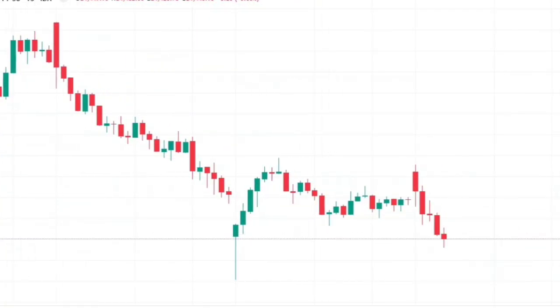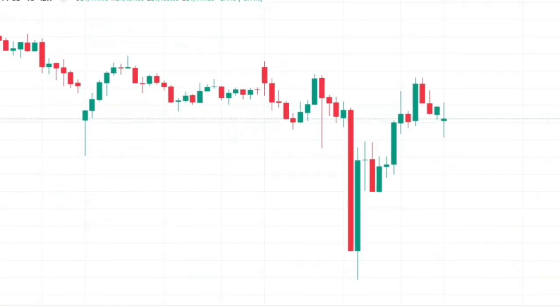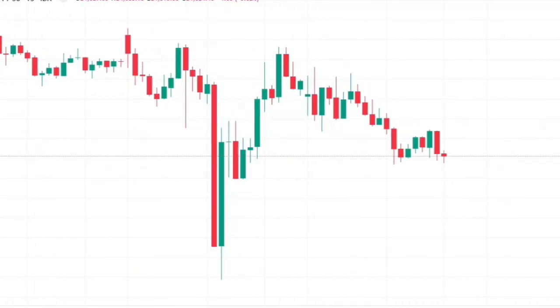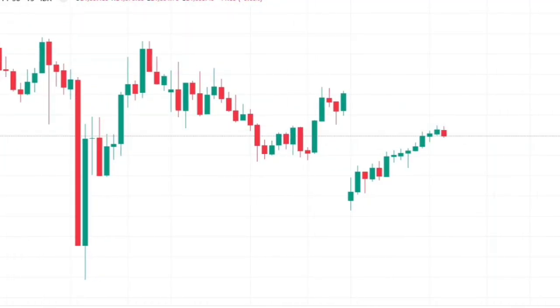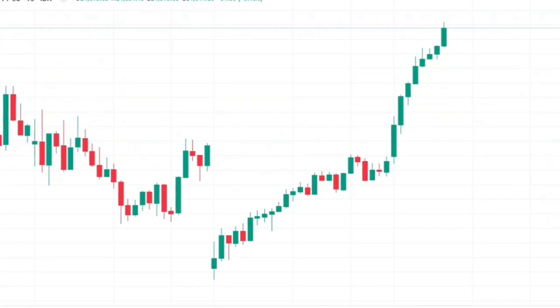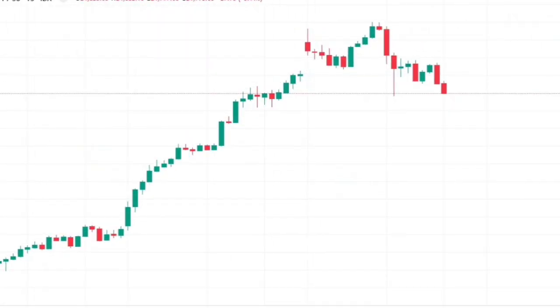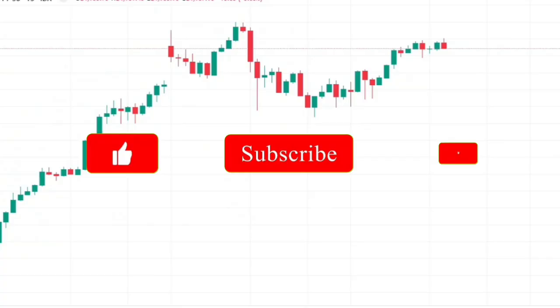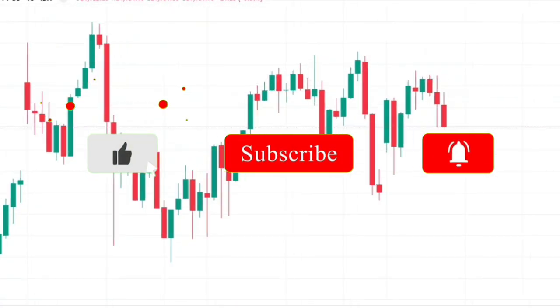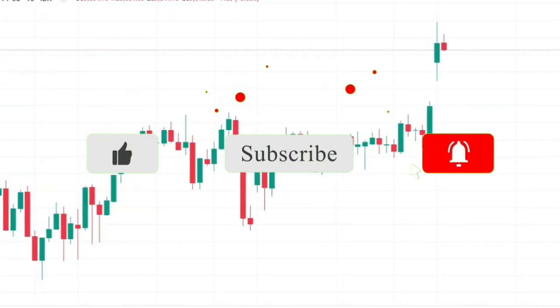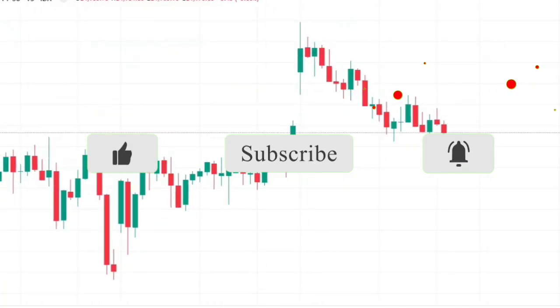BOS, CHOCH, and order block. By the end of this masterclass, you'll be able to read the institutional footprints left behind on the charts. You'll know exactly where the big money enters and exits, and how to use that intel to make smarter trading decisions. I'm Gems, and welcome to this complete smart money concept masterclass.